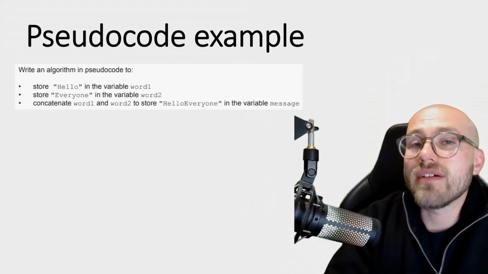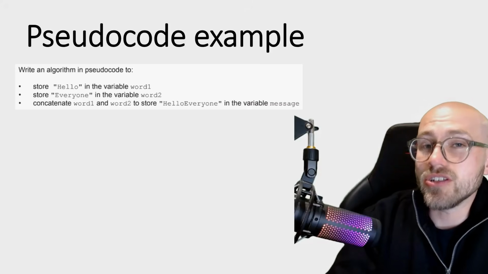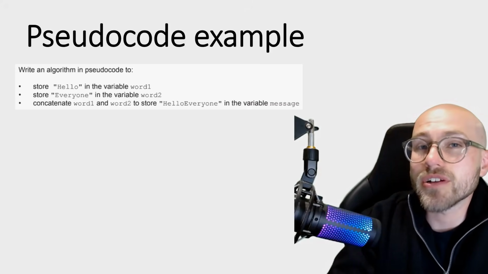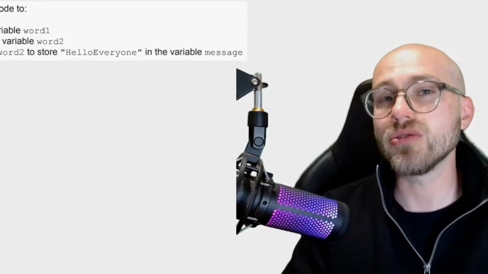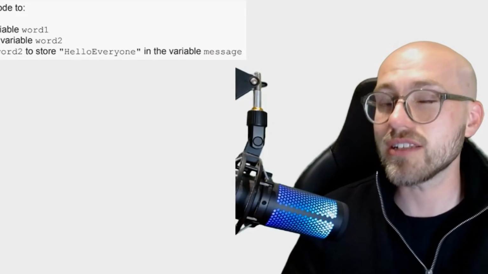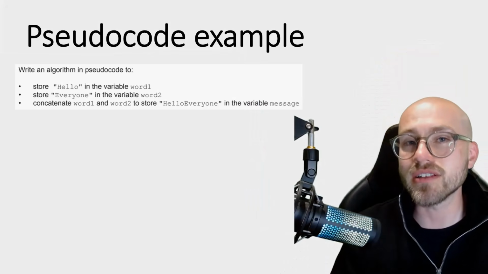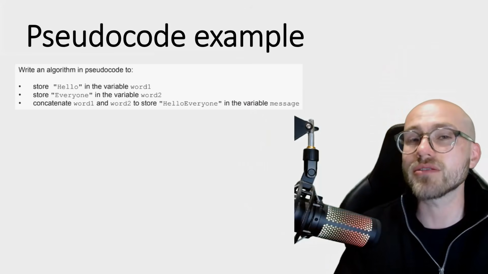Now pseudocode is very similar to the English language, and it's actually usually very similar to Python programming language. Even if you're familiar with a different programming language, you should still be able to look at pseudocode and understand what it is trying to say and do. It's kind of like a universal language that even people from all different backgrounds can understand.